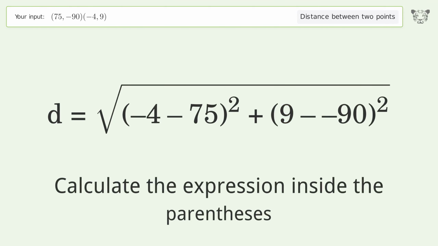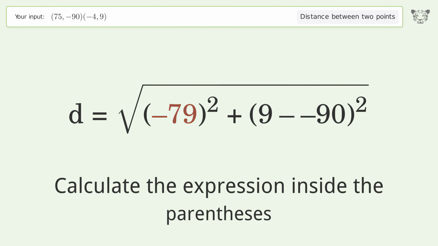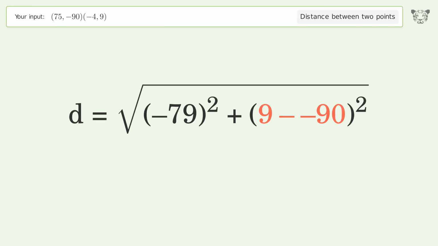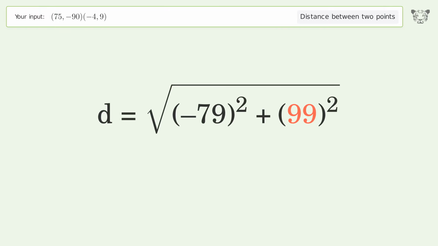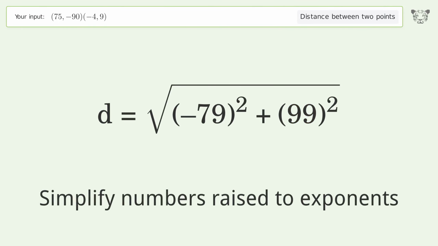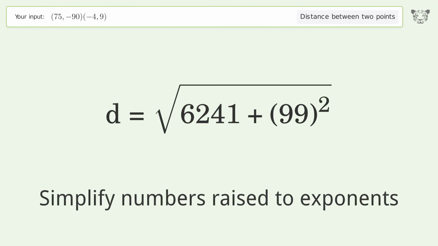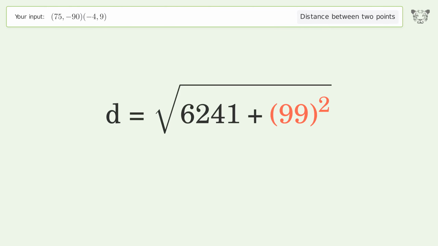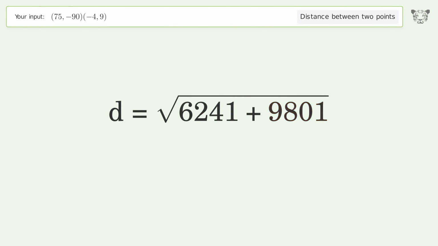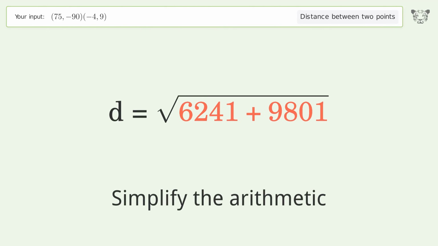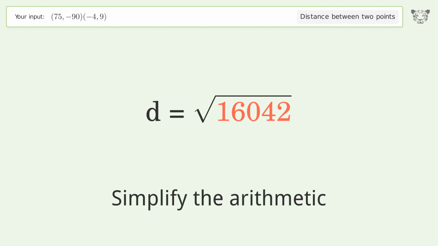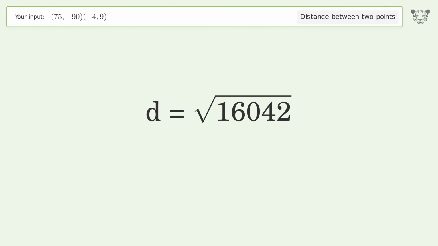Calculate the expression inside the parentheses. Simplify numbers raised to exponents. Simplify the arithmetic. And so the distance between the 2 points is the square root of 16,042 or 126.657.